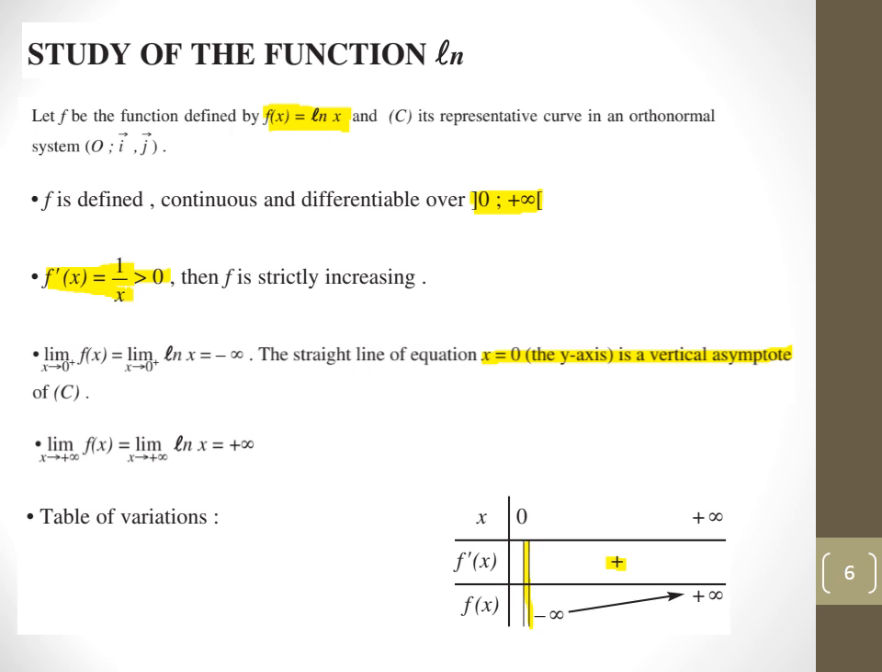Now you do the table of variation. In the table of variation, as you can see, we put 0 undefined, shaded. Why? Because ln 0 is minus infinity, it's impossible, it's not a specific value. So from 0 to plus infinity, it's a positive function. It's increasing from minus infinity to plus infinity. So we did the limit, we did the derivative, we did the table of variation, and now we have to plot the graph.